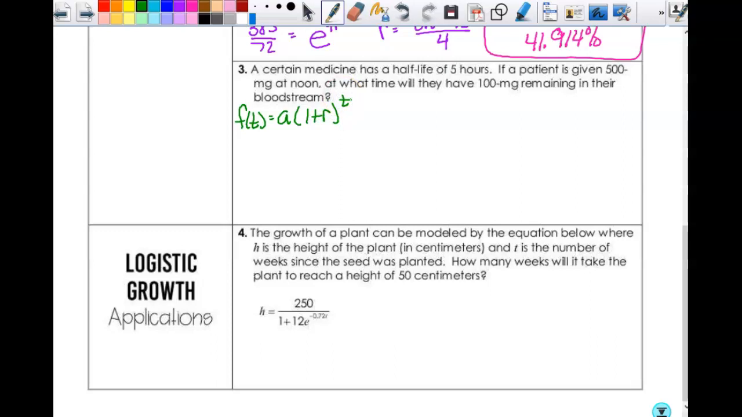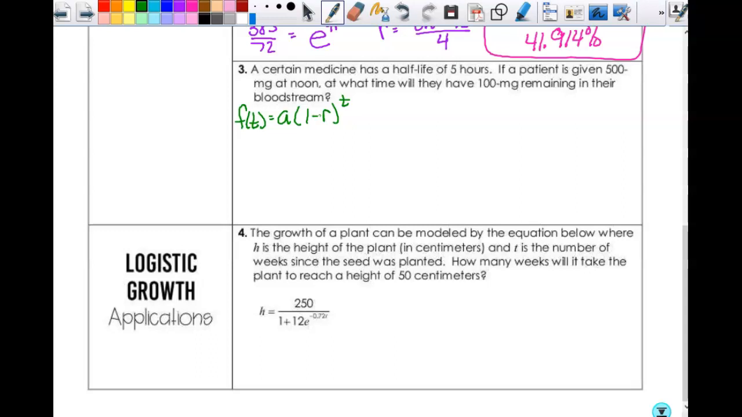I am looking for time, so I got to know a, r, and f of t, right? So what is f of t? Oh, wait, I did that wrong. What's wrong with my equation? It should be minus, yeah. This is decay because it's half-life. I should have put minus. No, I can't get an eraser. It just occurred to me that I wrote the wrong thing. There you go. Because it's decay, right? All right, so what is f of t then?